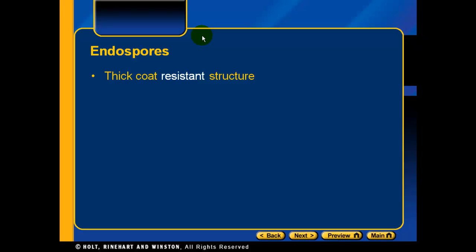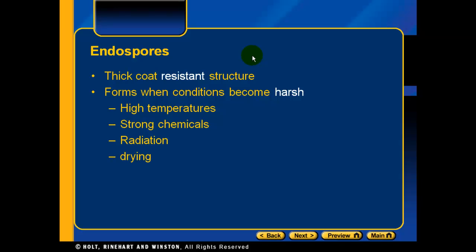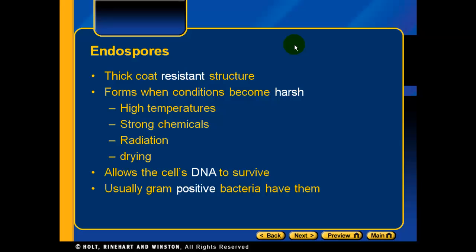Okay. Next one is endospore. An endospore is a thick coat of a resistant structure. It's formed when conditions become harsh. So if it gets really hot, strong chemicals around, radiation, it's really dry, any of those type of conditions, the bacteria goes into alarm mode and they form this endospore. An endospore is a thick coating that goes around the whole bacteria cell. And what it's trying to do is protect its DNA. It wants its DNA to survive. So once the harsh conditions get better, then the bacteria will be okay. Usually gram-positive bacteria have endospores.